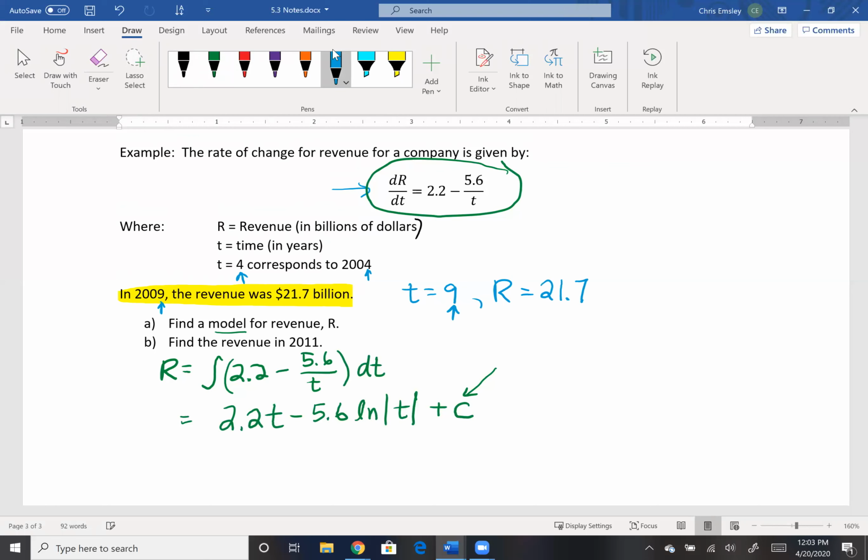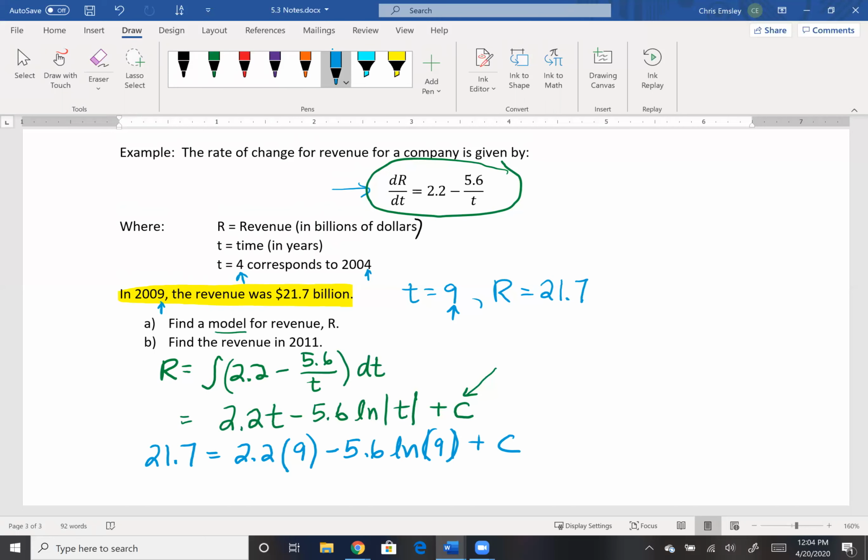So we want to plug these 2 values into the equation we have right now to figure out what C is. Okay, so we'll put in the 21.7 over here in place of the R. And we put 2.2 times 9 minus 5.6 natural log of 9 plus C. I did keep those absolute value symbols. Technically, in this problem, we don't need them because we're not going to be talking about negative values for time. Okay, since 9 is a positive number, you can basically ignore those absolute value symbols.